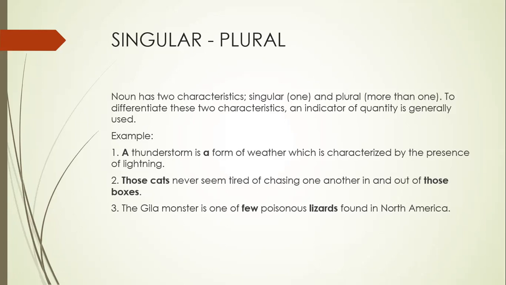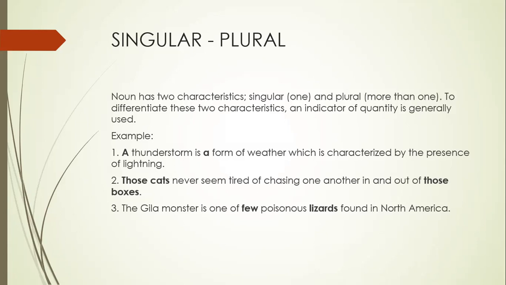And then number two, those cats, yeah. The noun phrase that I bold is showing the indicator of quantity and also the nouns, ya. Those di sini adalah indikatornya, cats yaitu nounnya. Karena cats-nya banyak, kita menggunakan those ya instead of that gitu ya. Those cats never seem tired of chasing one another in and out of those boxes.